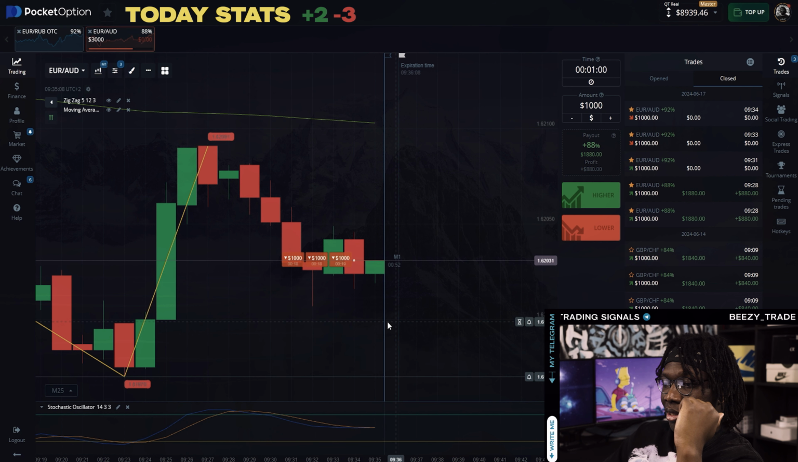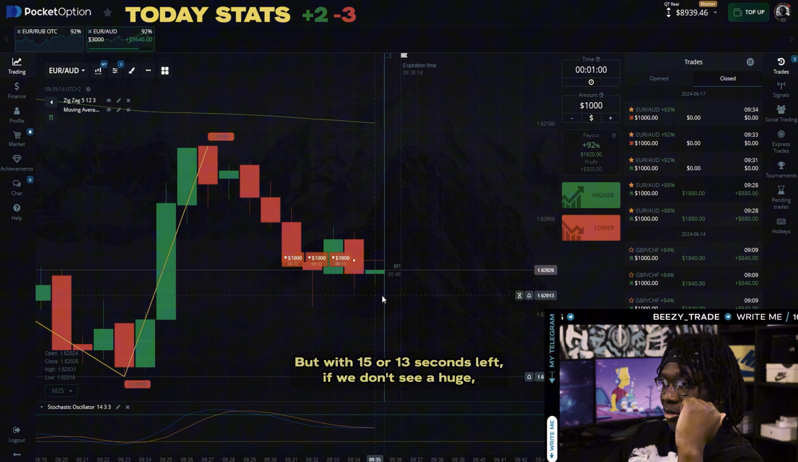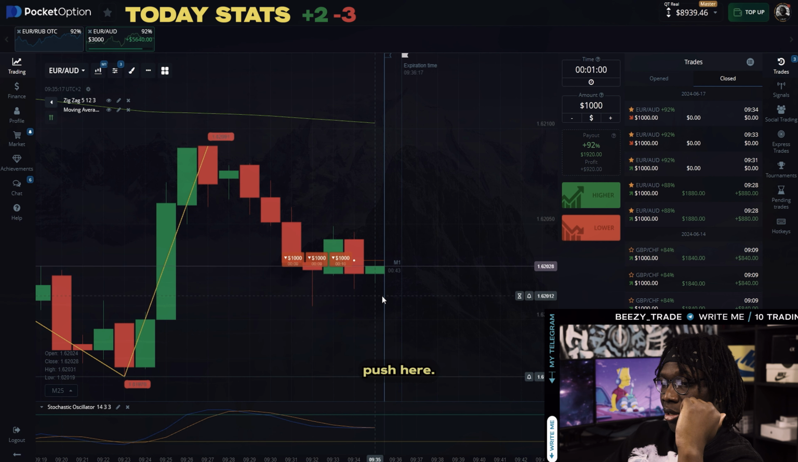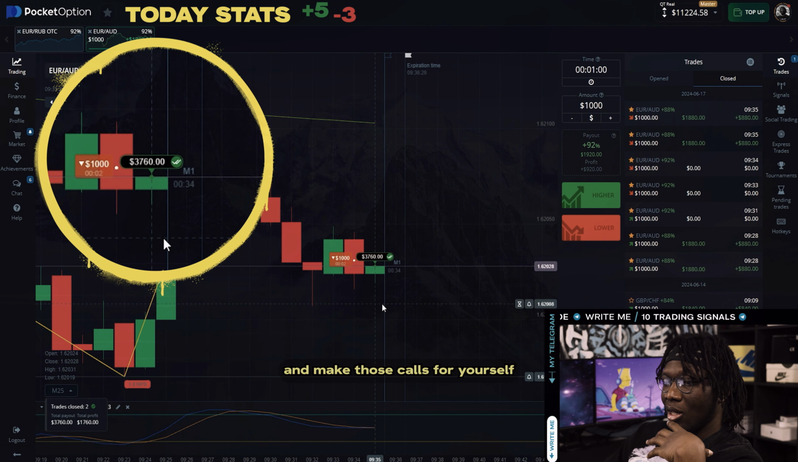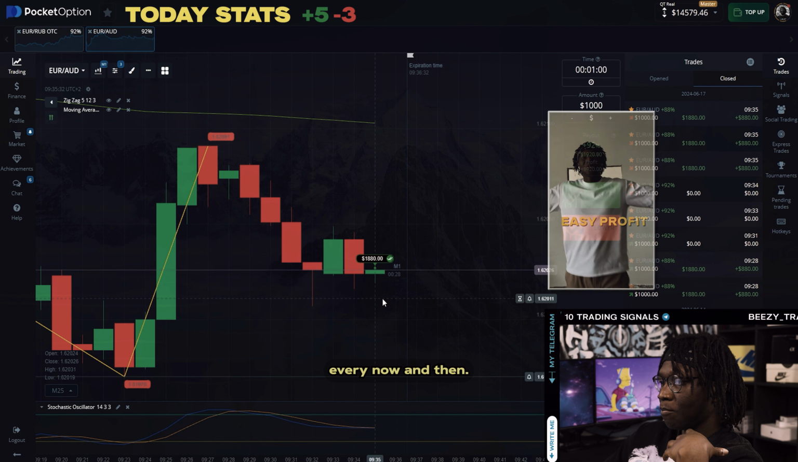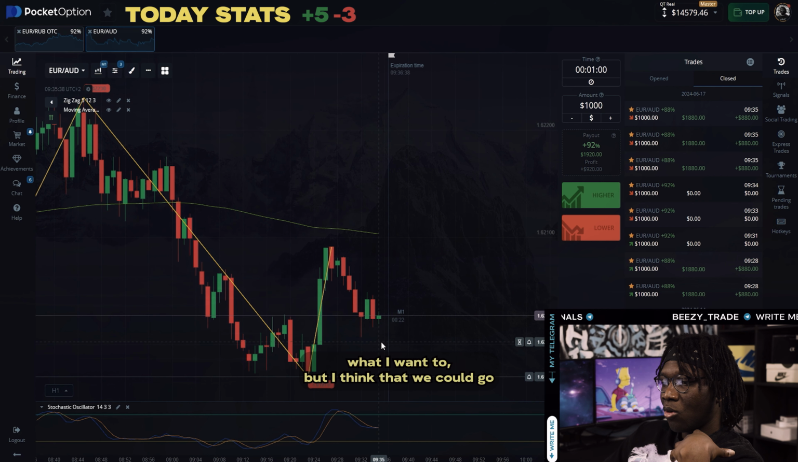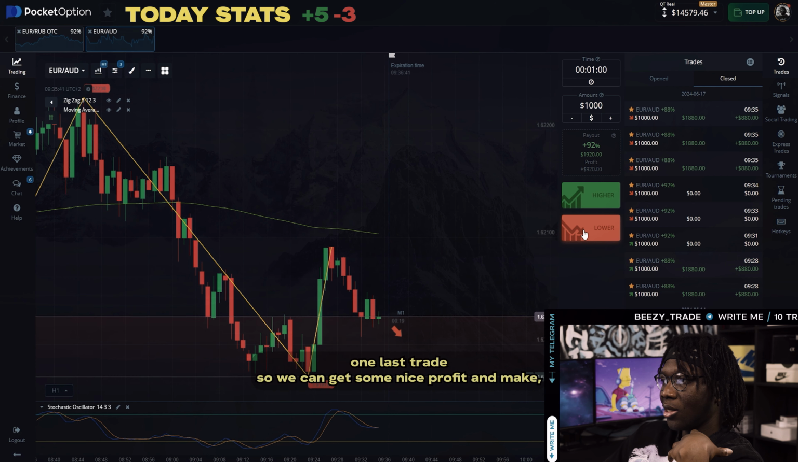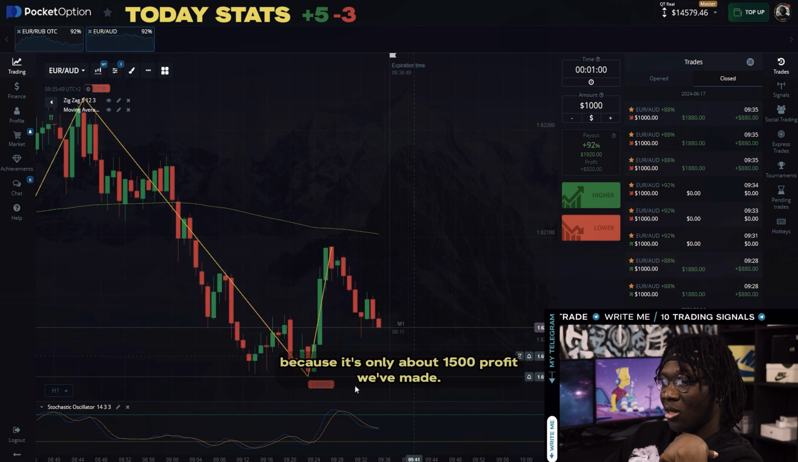And as you can see, we're being pushed up a little bit here, but with 15 or 13 seconds left, if we don't see a huge push here. So it's very important for you to be able to understand the situations in the market and make those calls for yourself every now and then. So yeah, I mean, we went a little bit above what I want to, but I think that we could go one last trade so we can get some nice profit, because it's only about 1,500 profit we've made.